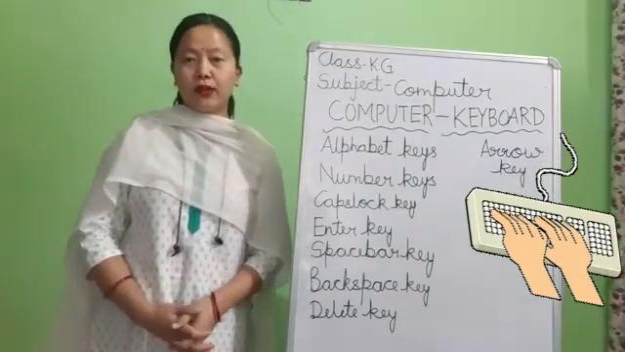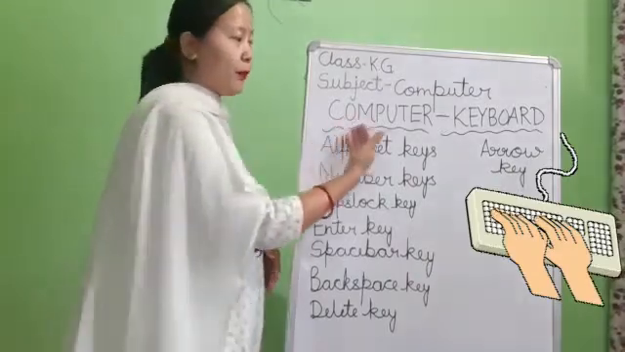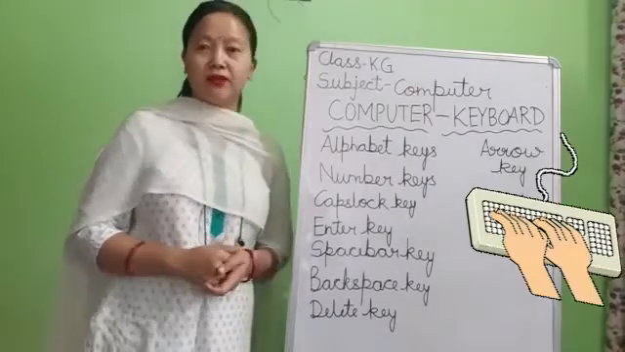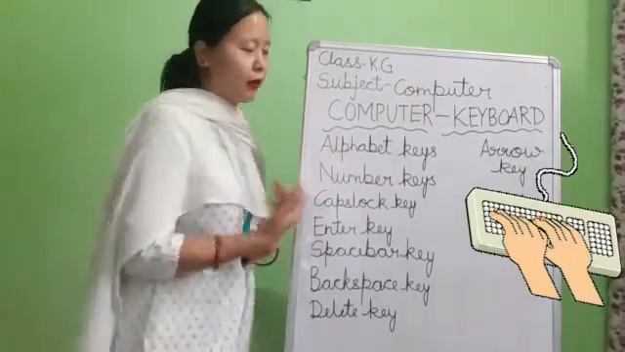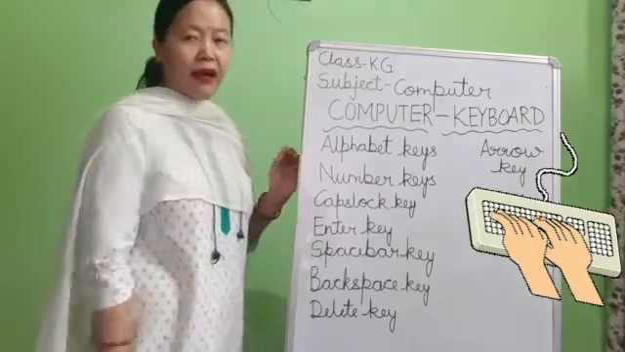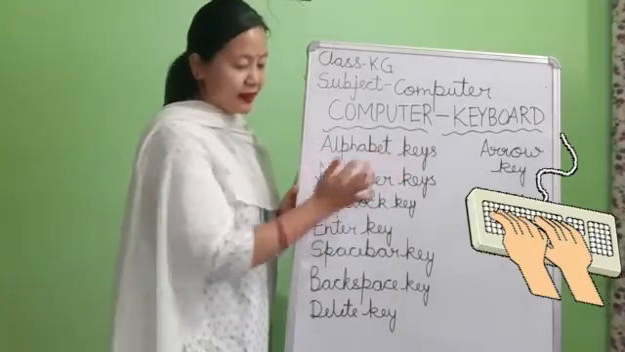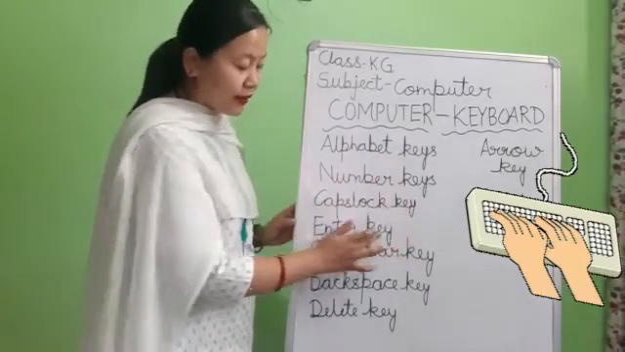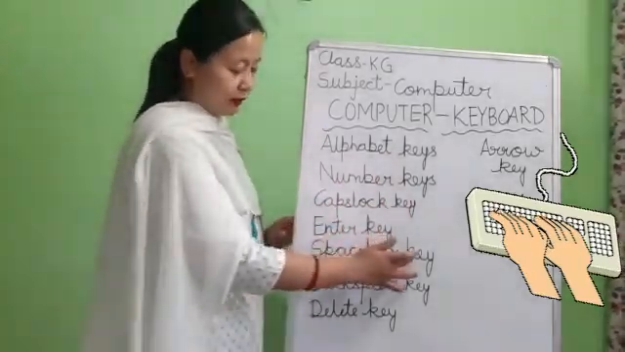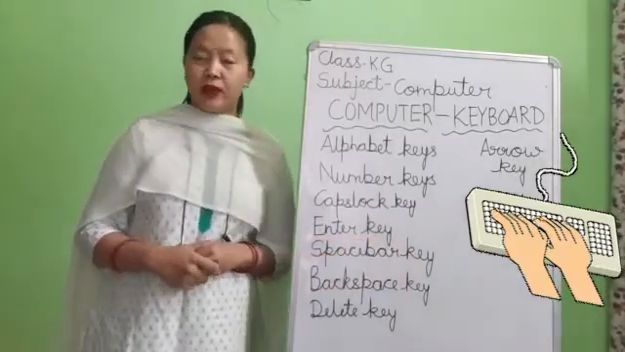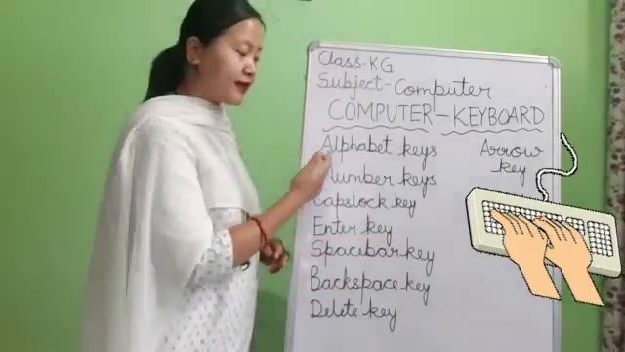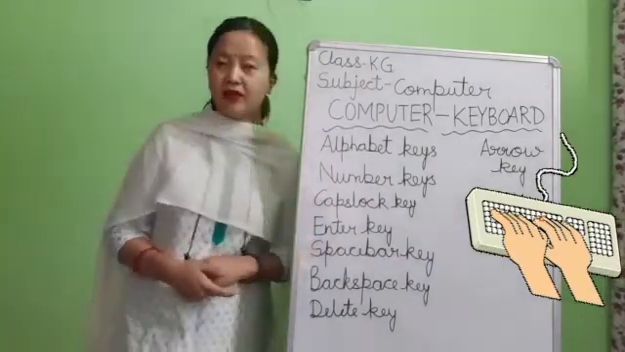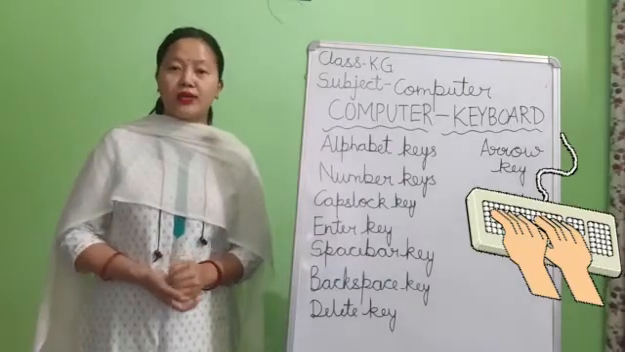Now children, in this video, we will continue with the computer keyboard. Let's revise it again first. Okay children, in the previous video, we learned about a few keys, right? They are alphabet keys, number keys, caps lock key, enter keys, and space bar key. Right children?